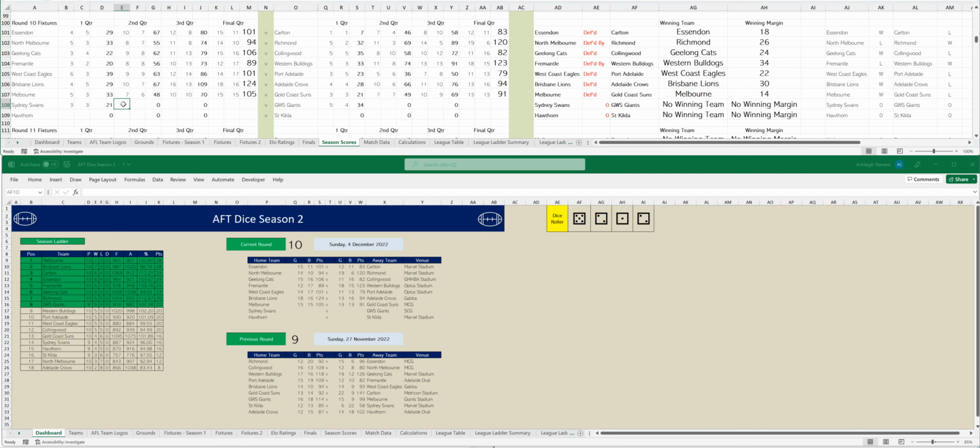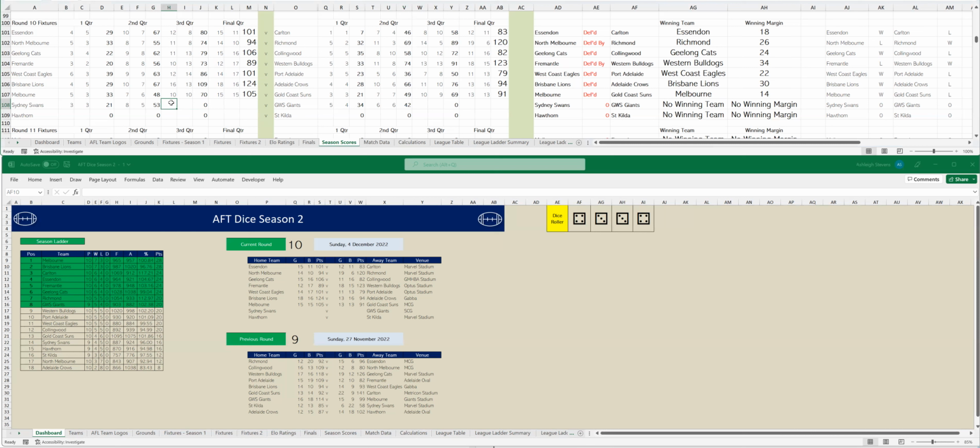And Sydney have kicked 5 goals, 2. So that's 8 goals, 5. To GWS Giants, kicking 1 goal, 2. So that's 6 goals, 6. And at halftime, Sydney are leading by 11 points. Let's go to the third quarter.